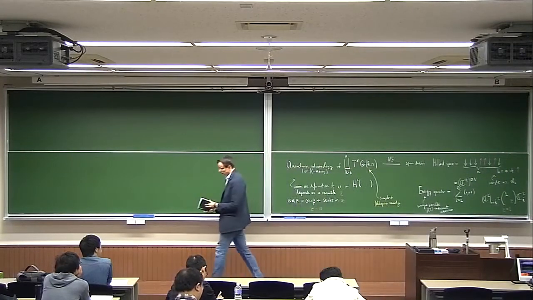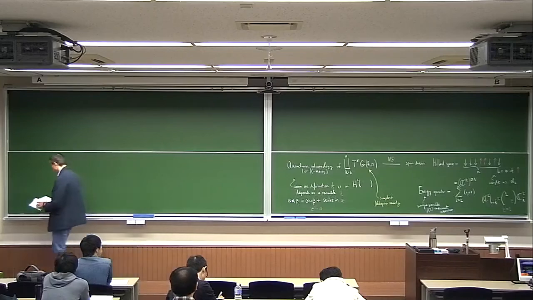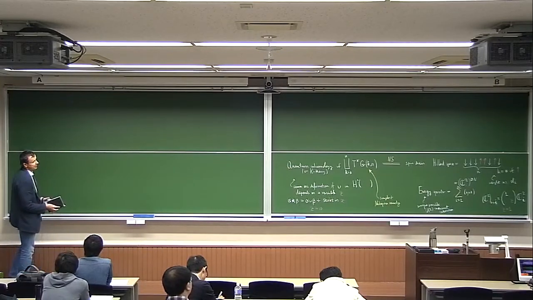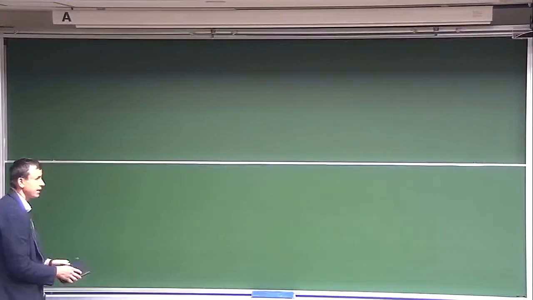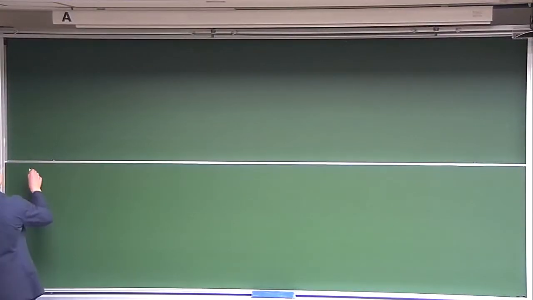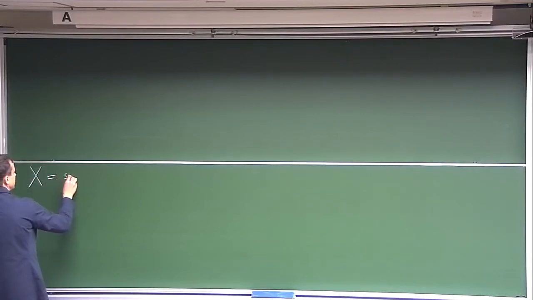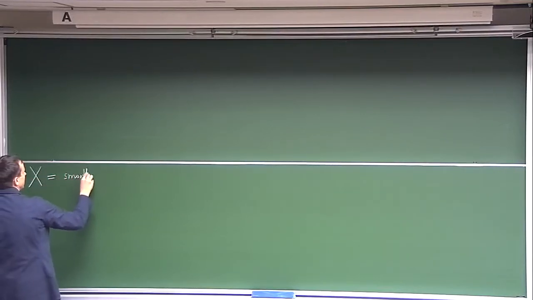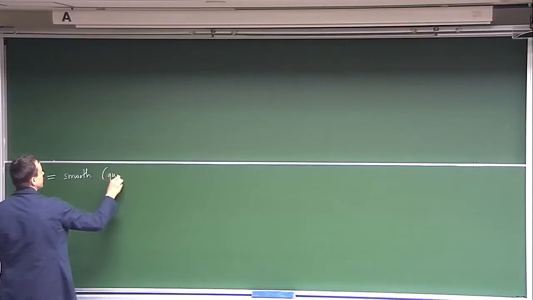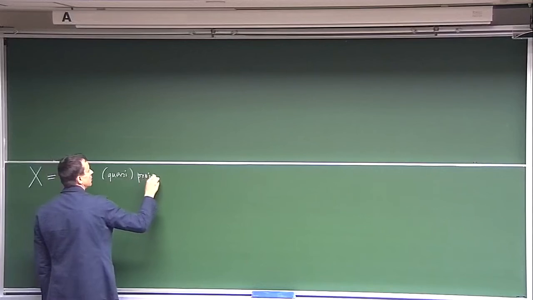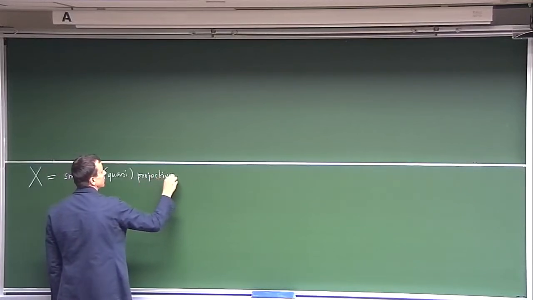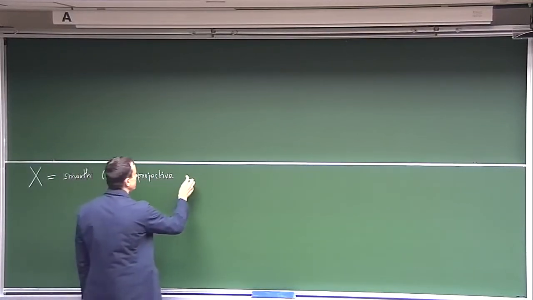But we'll start maybe slowly. We'll start with some variety X, which for now will be smooth, maybe quasi-projective, an algebraic variety.